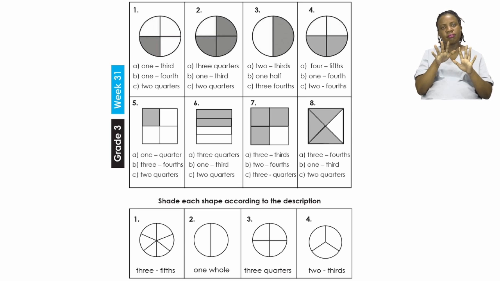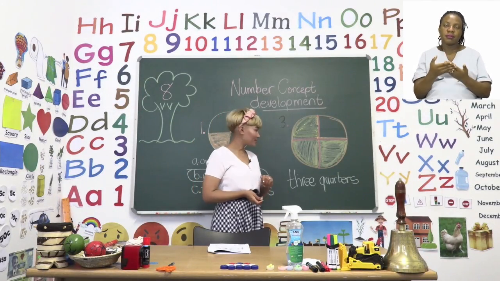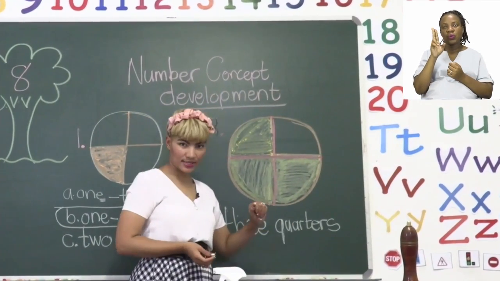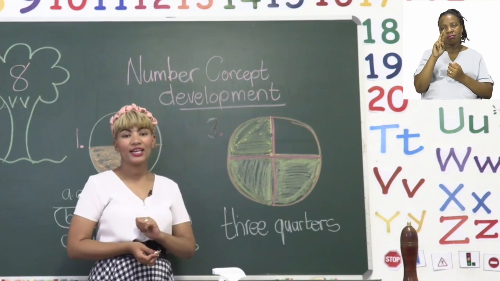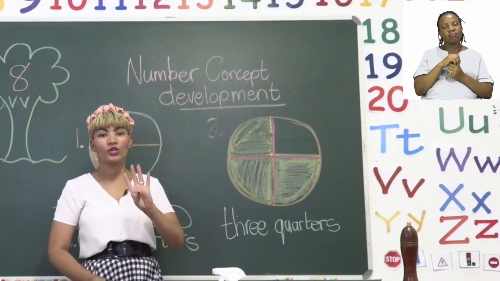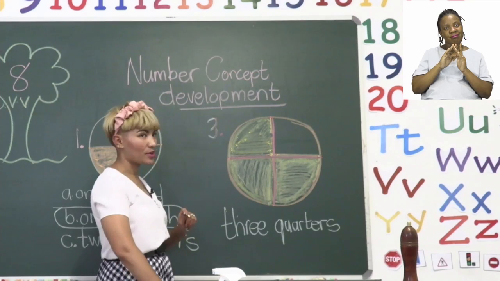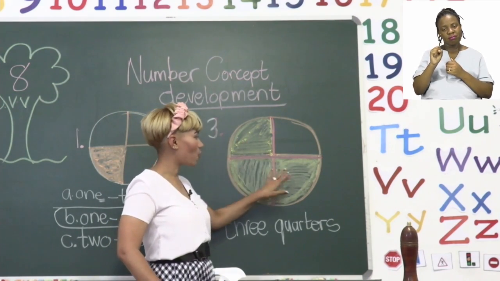Now, I'm going to do one with you. I actually have the number 3 that I am going to do with you. Number 3 says you have to shade 3/4. Remember, 3/4. And we said earlier that when we talk about quarters, we talk about 4. So how many parts of the circle do we have? We have 1, 2, 3, 4.